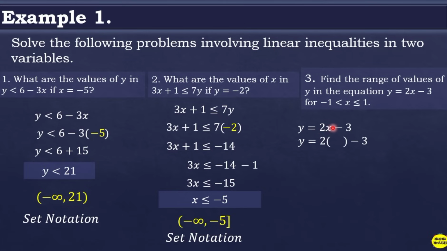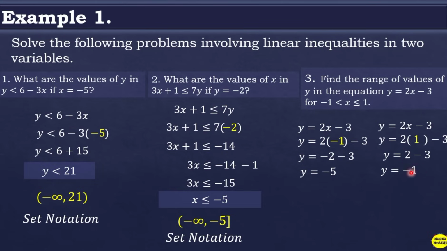So, let's have the first one. So, 2 times, ilalagay mo dito negative 1, okay, and then minus 3. So, you will have 2 times negative 1, that is negative 2 minus 3. So, this is y is equal to negative 5. Okay, let's have the second one. So, positive 1 naman ang ilalagay natin. So, you will have y is equal to 2 times 1. Lalagay natin si 1 minus 3. So, this is 2 times 1. That is 2 minus 3. So, this is negative 1.